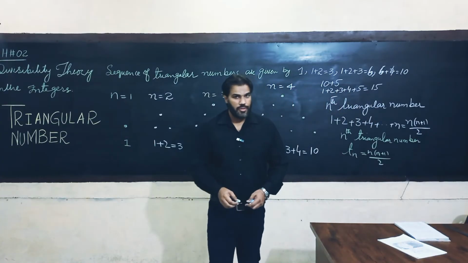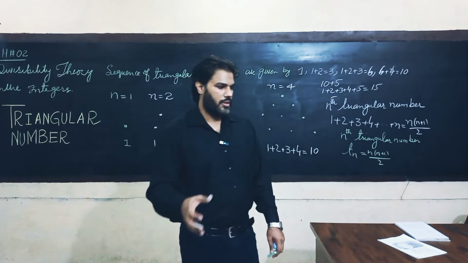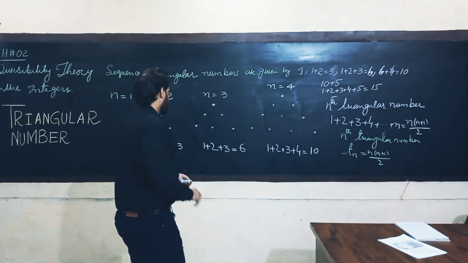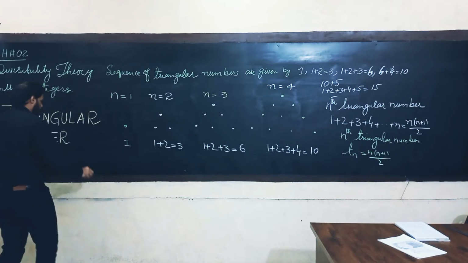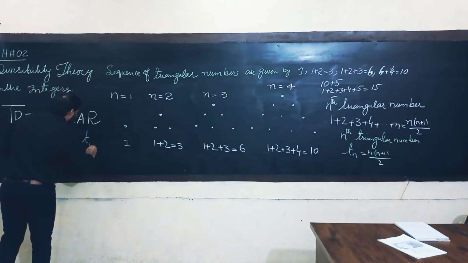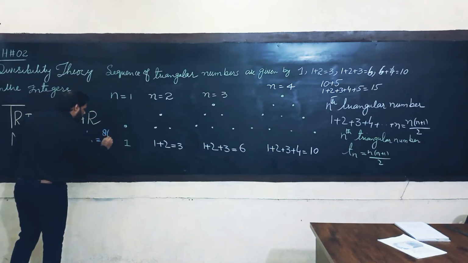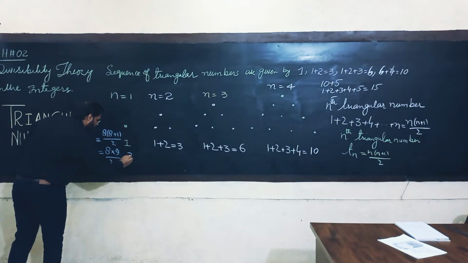So by using this nth triangular number, we can find the number of dots in any particular equilateral triangle. For example, if you are interested in finding the number of dots in the eighth equilateral triangle, the number of dots will simply be 8 into 8 plus 1 over 2, which is equal to 8 into 9 over 2. This is 36.